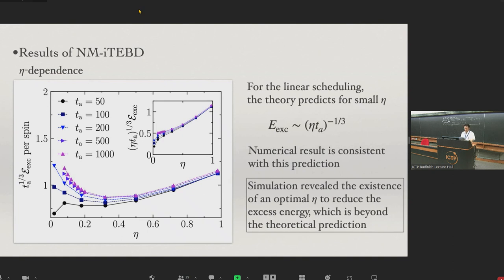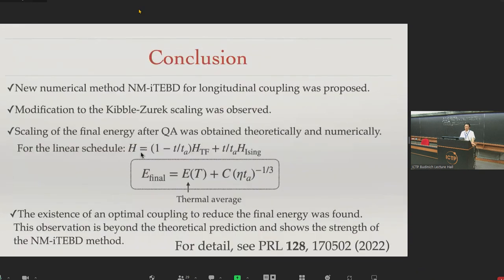Our numerical method can access the strong coupling situation. So we can observe the existence of an optimal strength of system-bath coupling. So here is the conclusion of our work. We developed a new numerical method, which we call non-Markov ITBD, for longitudinal coupling. And using this numerical method, we observed that the residual energy deviates from the Kibble-Zurek scaling.